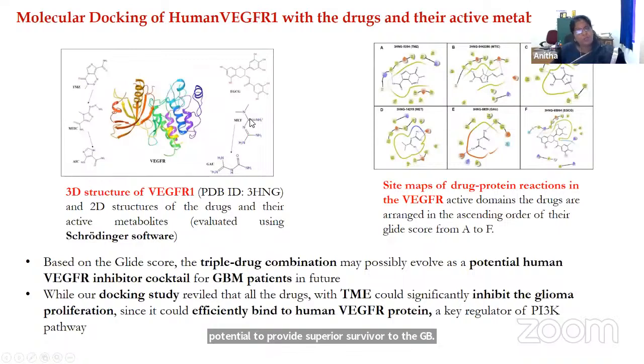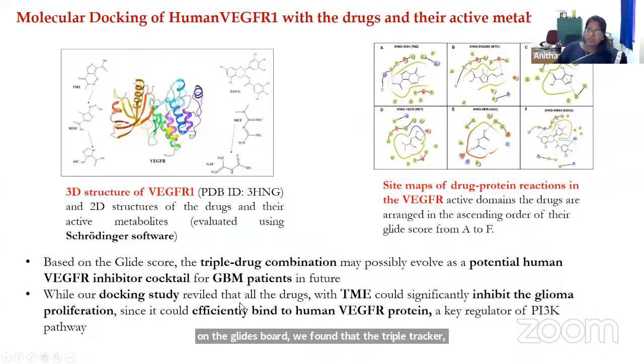And this is all about the in vitro and the in vivo. We have found survival statistics. So what is exactly happening at the membrane level, outside of the cell, we wanted to know. So we performed some molecular docking analysis of the human VEGFR receptor. In this in silico analysis, based on the Glide score, we found that the triple drug combination has emerged as a potential human VEGFR inhibitor cocktail for GB patients in future.